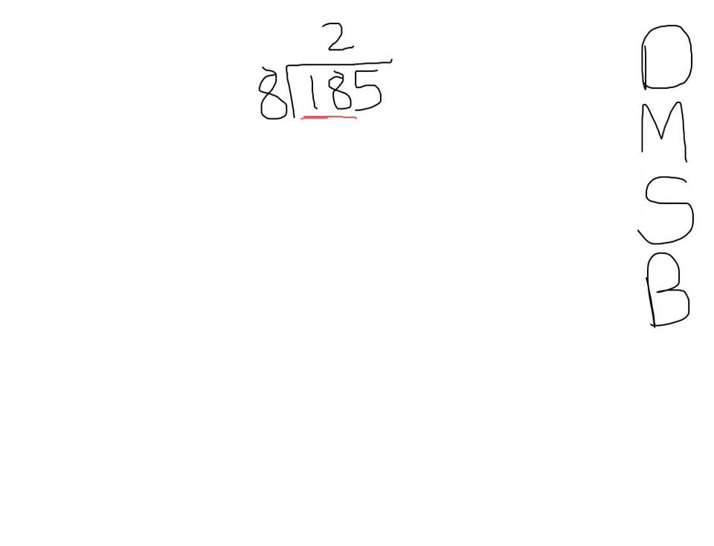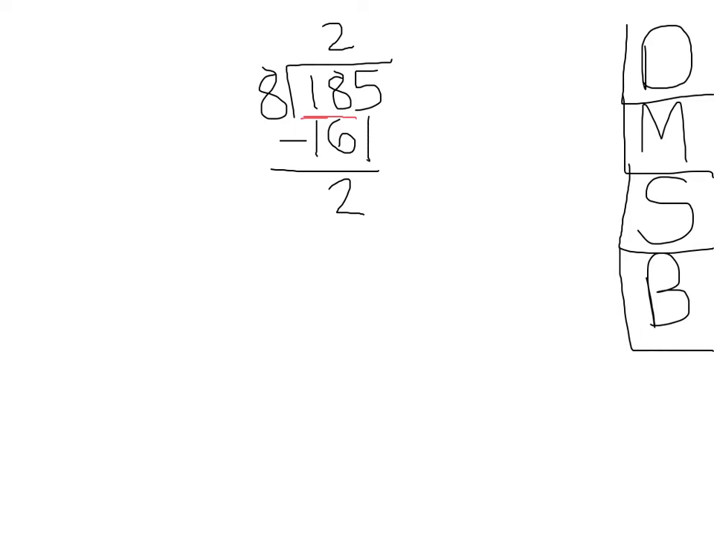Now, that's the divide step. The next step is to multiply, and we're going to multiply 8 times 2. So 8 times 2 is 16, so we are going to subtract. We get 2. That's the next step, S for subtract, and then we are going to bring down the 5. Okay, then some students decided maybe we should add an R here for repeat, because then we are going to repeat the DMSB all over again until we get a remainder that's less than our divisor.